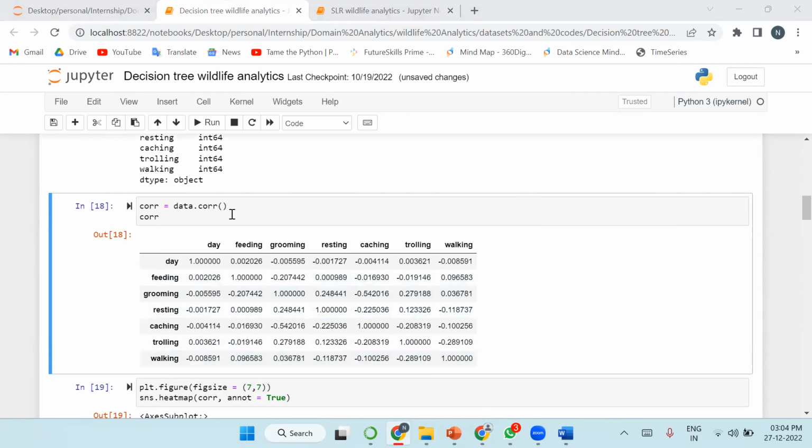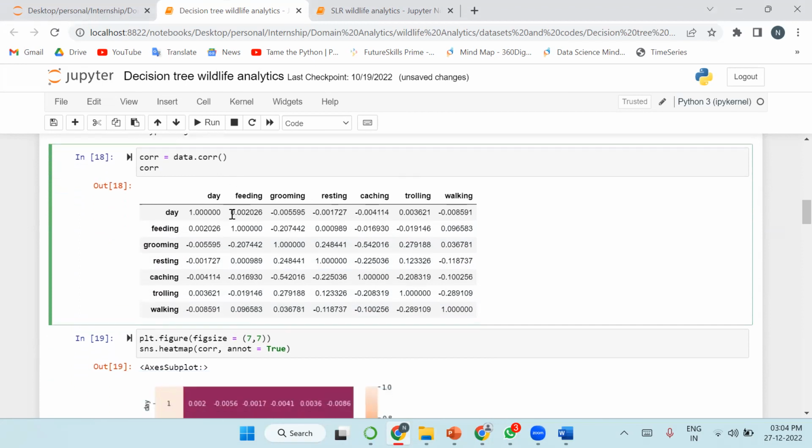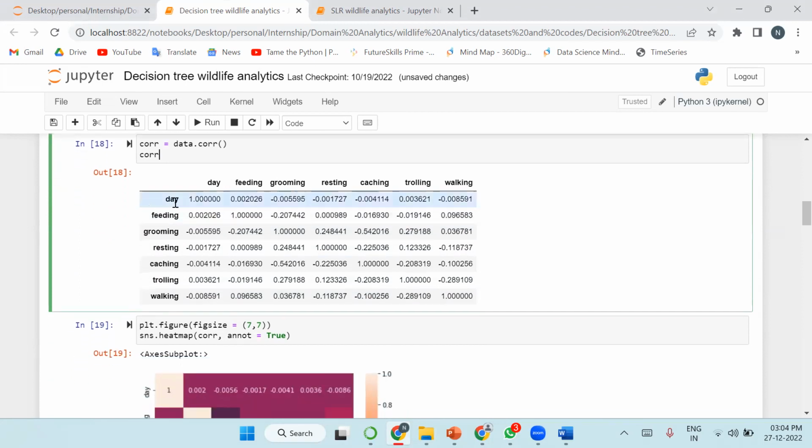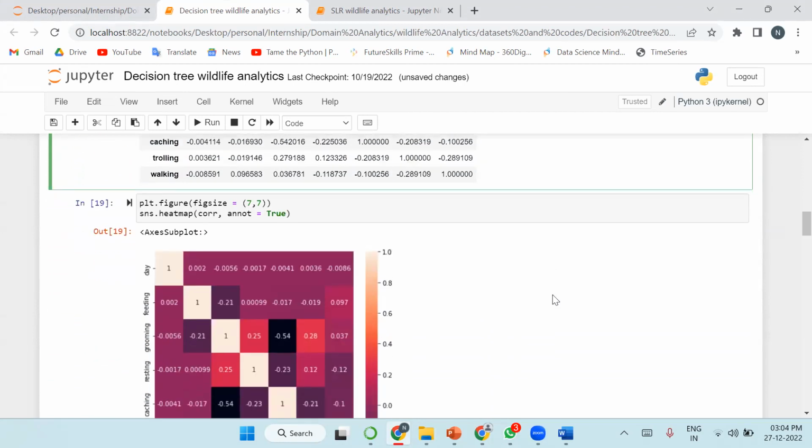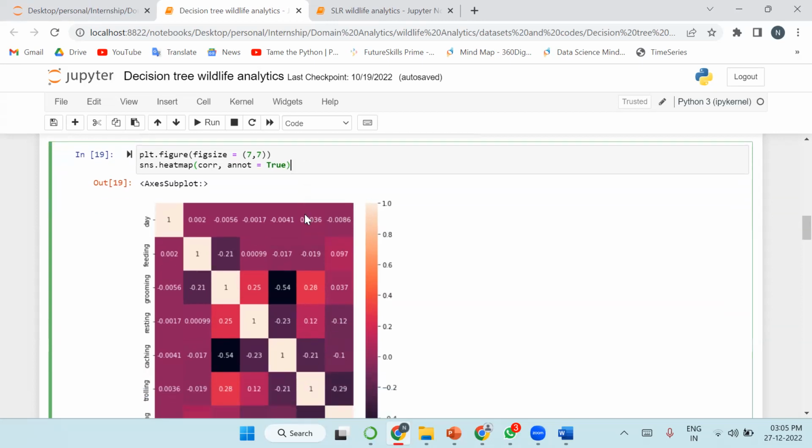Then we did the correlation of the data, with respect to day, feeding, grooming, resting, cacking, crawling, and walking. We now visualize the heat map using seaborn. This is a multivariate visualization. Visualizations are of three types, that is univariate, bivariate, and multivariate. So this is a multivariate analysis of data using visualization.